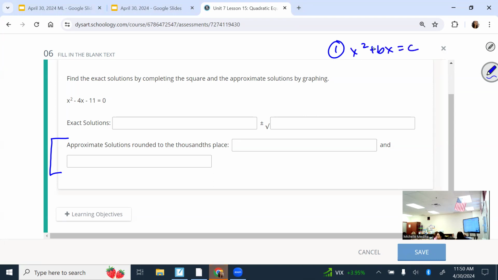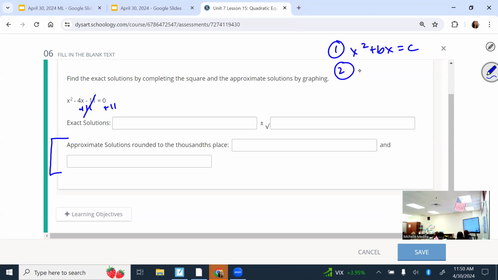Okay, good. So completing the square, it has to be in this format. What do I need to do to this to make it where the C is on the other side of the equal sign? Good. That's the first step in completing the square.